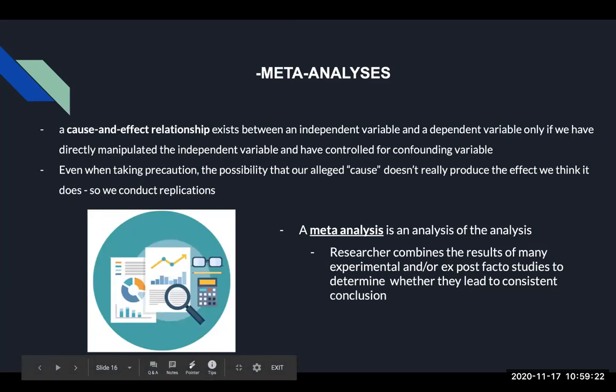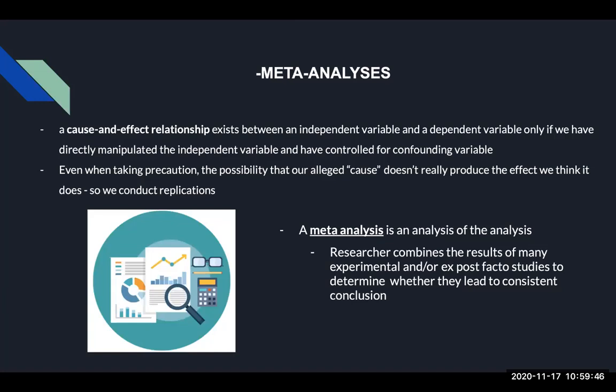And meta-analysis. A cause and effect relationship exists between an independent variable and a dependent variable only if we have directly manipulated the independent variable and have controlled for confounding variables. Even when taking precautions, there is the possibility that our alleged cause doesn't really produce the effect we think it does, so we conduct replications.